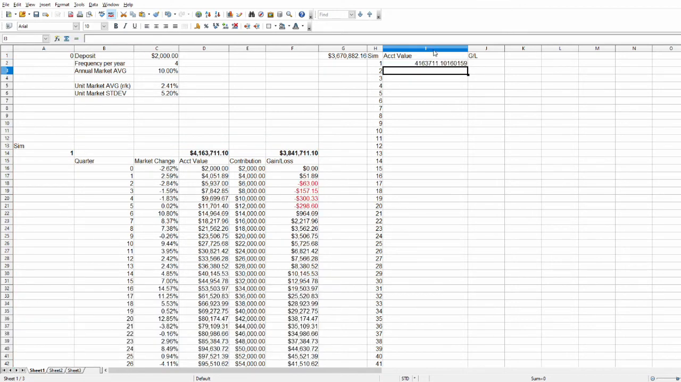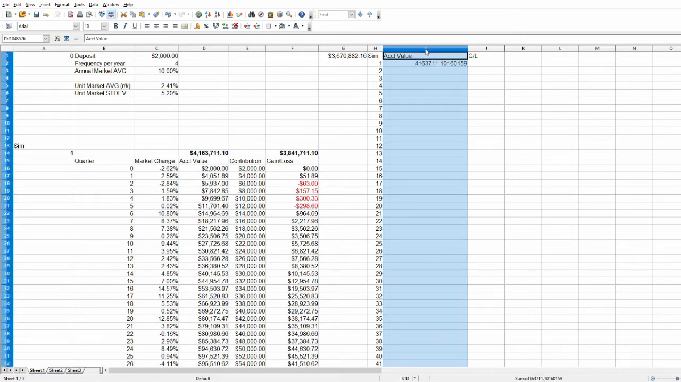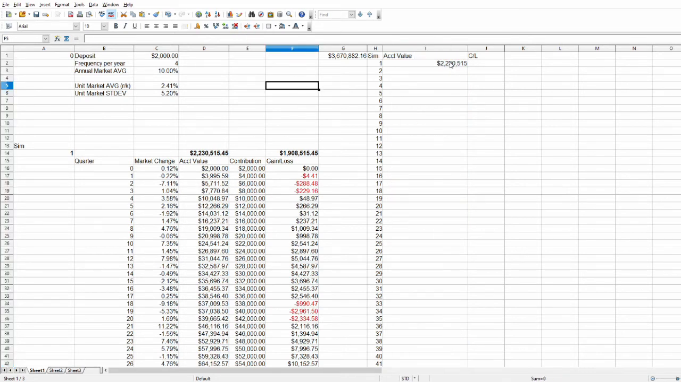Excel and or OpenOffice doesn't know that I want this to be money, so I'm going to highlight this entire column by clicking on I, and click on the little money sign. And I don't even care about cents anymore because I'm talking about millions of dollars. So I might even just get rid of all of my decimal places by clicking this X with the decimal points. Now what this is doing is it is reporting how much money I had right here for simulation 1.